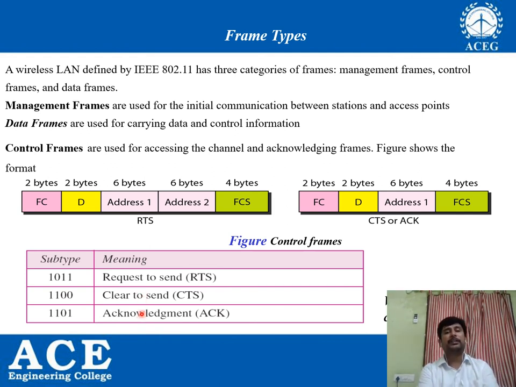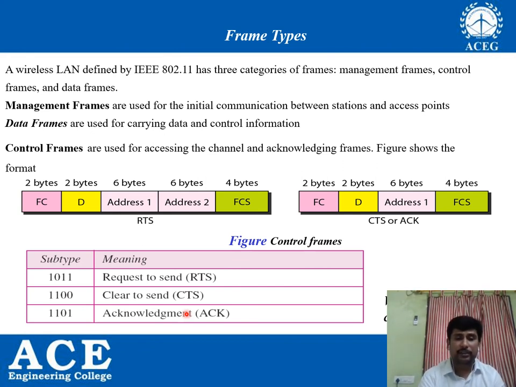How do we identify which type of control frame it is? We have a subtype in our frame control field which will indicate what type of control frame it is. If the 4 subtype bits are 1011, it indicates the control frame used is request to send. If the value of this subtype is 1100, it indicates clear to send. And if the value of subtype is 1101, it indicates an acknowledgement.